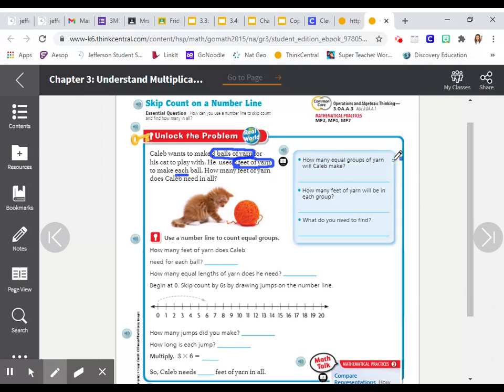So how many equal groups of yarn will Caleb make? Well, the equal groups are the balls that he wants to make out of the yarn. So we go back into the problem, and he wants to make 3 balls of yarn. So the number of equal groups is 3 groups. So I'm going to do 3 balls here because he's making 3 balls of yarn.